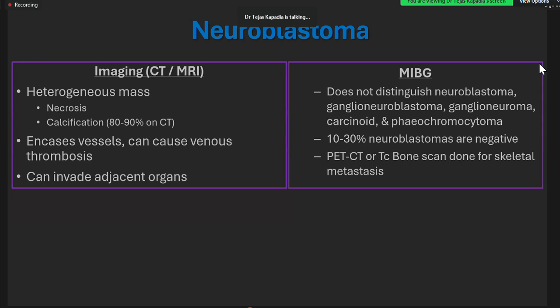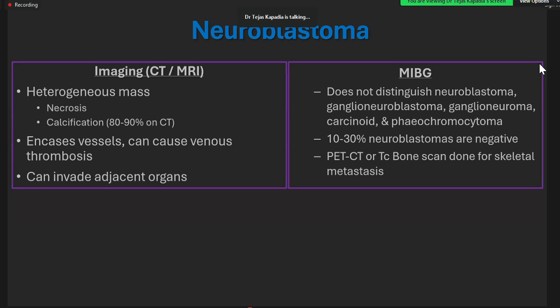The recommendation now coming out is that MIBG should be performed with a SPECT CT on presentation, as well as for staging and for response assessment. So both imaging by CT or MRI and MIBG go hand in hand. We have to look at it as a whole picture.